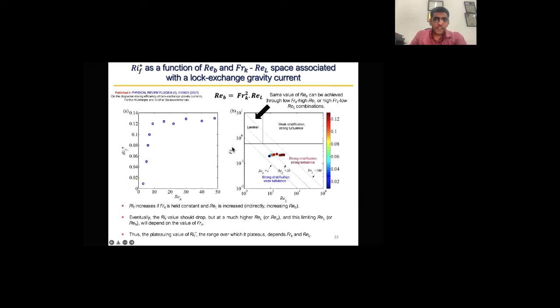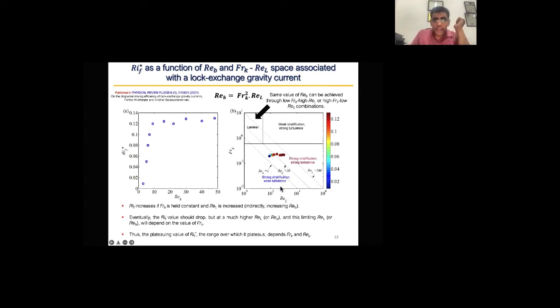Okay. So we said, each RIF star, we will now translate into this parameter space, which contains FRK on the y-axis and REL on the x-axis. And these are iso REB lines, in the sense that these are the lines which have the same buoyancy Reynolds number values. So what we found out was that, let us say you have the same buoyancy Reynolds number, let us say REB 100.